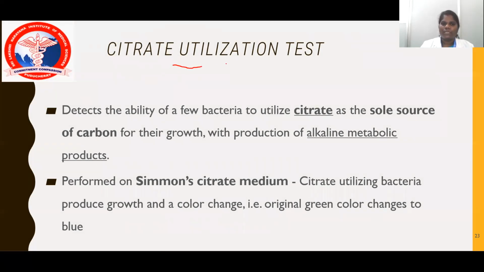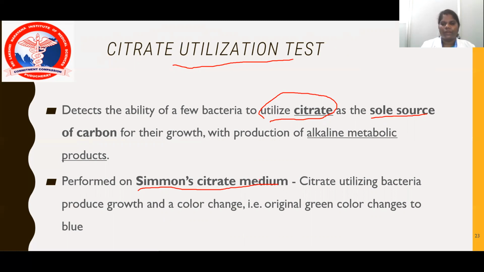Coming to the citrate utilization test. So why is it a utilization test? Whether the organism is utilizing the citrate or not, that is what we are going to detect. So we are going to check whether the organism is able to utilize citrate. So we have to provide citrate, only citrate, no other energy source. That is the Simmons citrate media. You have to inoculate the organism into the Simmons citrate medium.